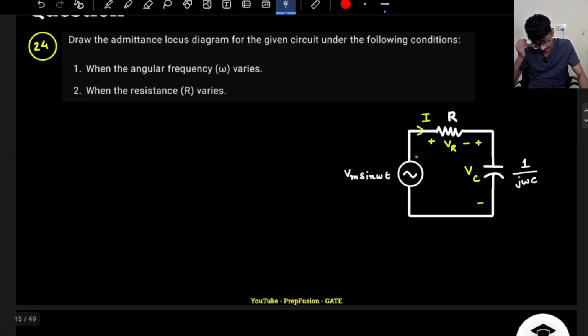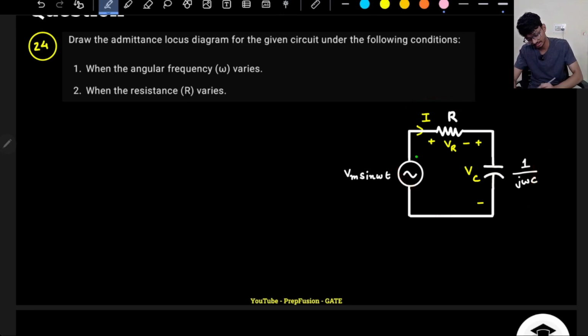Again I have an RC circuit, but this time I am not doing the current locus diagram, I am plotting the admittance locus diagram. I will solve a bit faster, because you already know how to solve this. This is a series RC circuit, and for omega equals 0, intuitively, this will always be a leading power factor circuit, because it is capacitive.